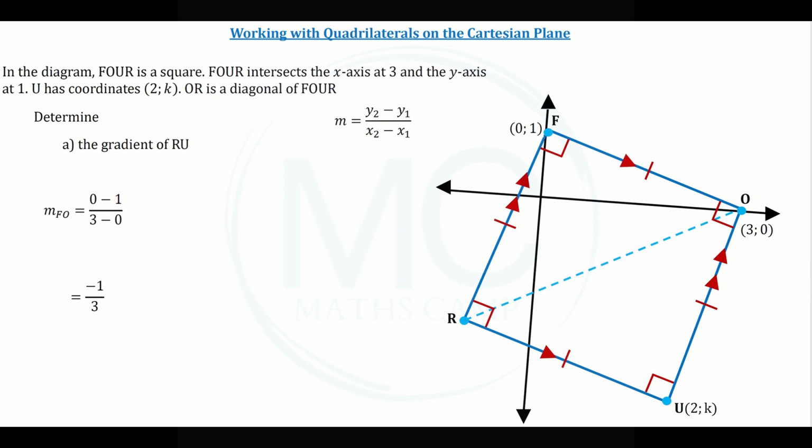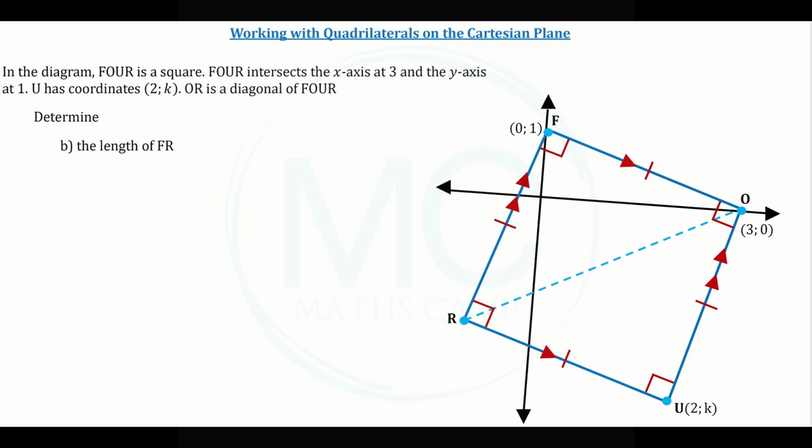RU is parallel to FO, which means it has the same gradient. So we know the gradient of RU is also equal to negative 1 over 3. And now we can move on to part B, determine the length of FR. We still don't have the coordinates of R, so we cannot find the distance between F and R, but we are working with a square, and we know it has 4 equal sides.